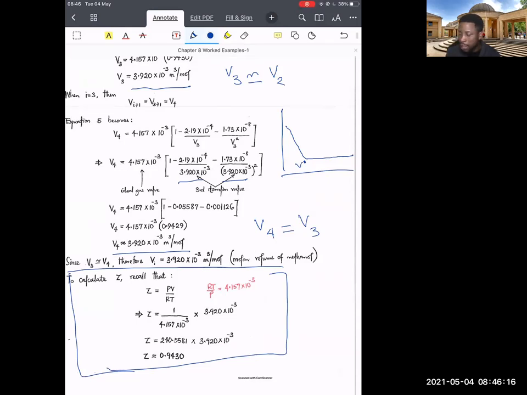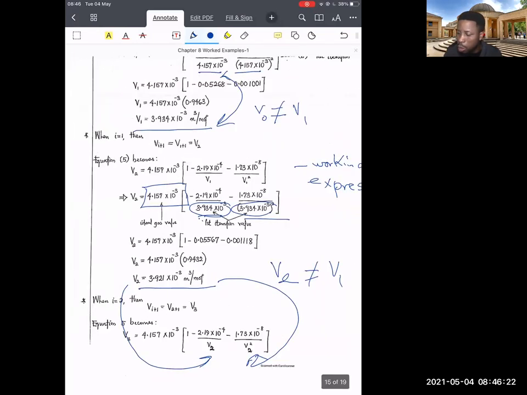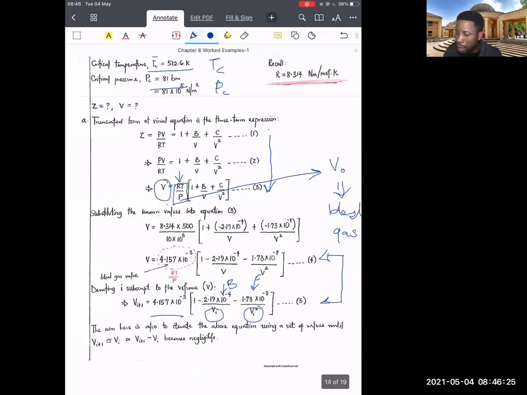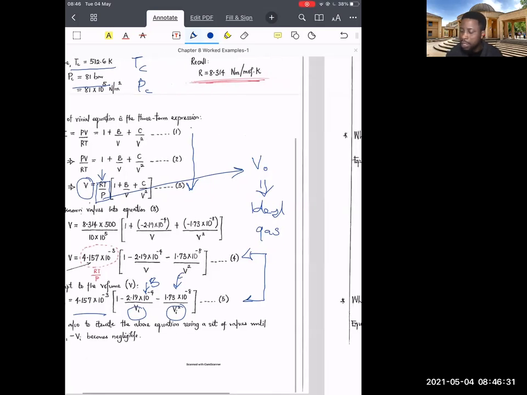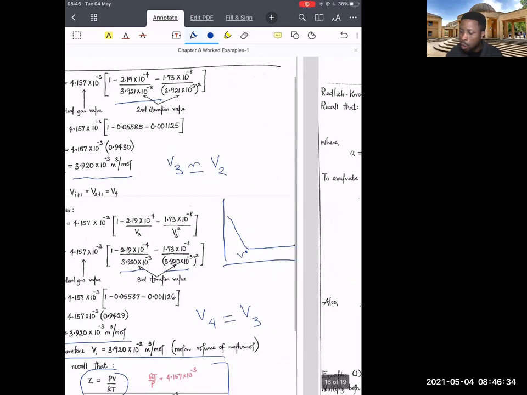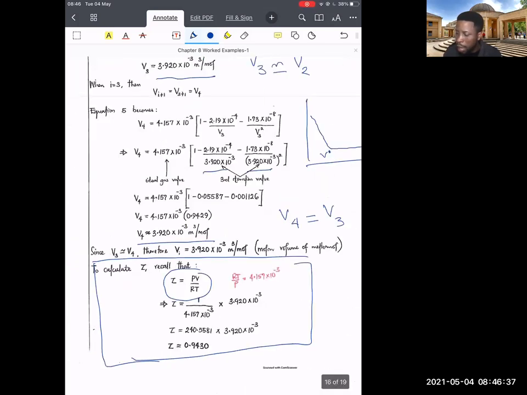So remember, you can either start this calculation all over again, or you simply go back here where we already have the value of RT over P. If you have RT over P, it simply means that we equally have P over RT, meaning the inverse. So that is multiplied by the V value, and that's how we get our Z there. Is that clear? Any question before we move on to the next one?